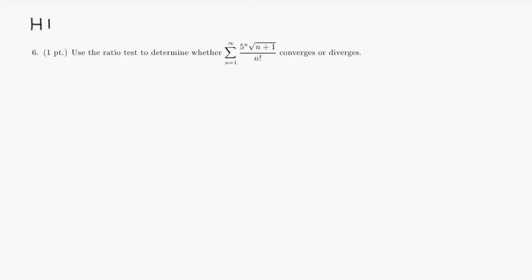Okay, let's look at the homework one, problem number 6. Alright, so we want to use the ratio test to see if this series is convergent or divergent. The ratio test works pretty well when you have a factorial in the expression. So let's try that. So, a ratio test. This is our a_n right here.